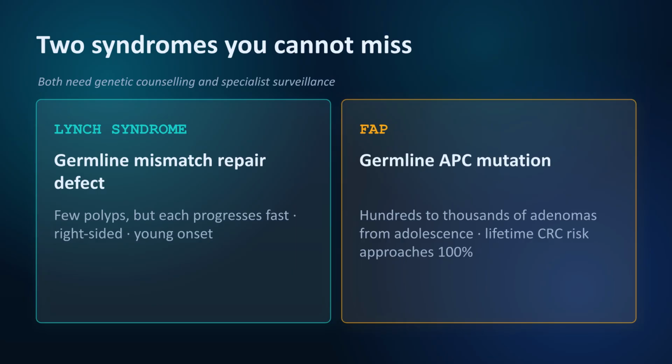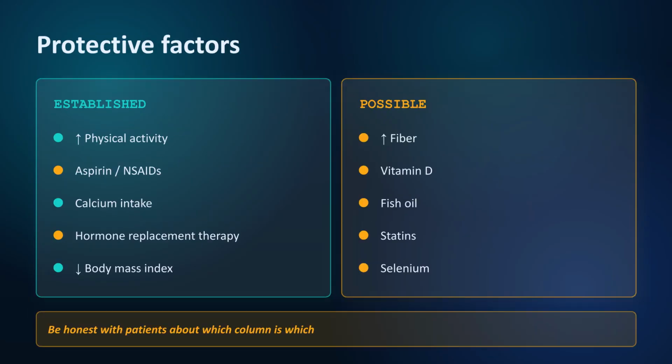Here the colon carpets with adenomas beginning in adolescence, and without colectomy, the lifetime risk of colorectal cancer approaches 100%. Both need genetic counseling. Now the other direction. What actually protects against polyps? Increased physical activity protects. Aspirin and other non-steroidal anti-inflammatory drugs protect. Calcium intake protects. Hormone replacement therapy is associated with lower risk, and a lower body mass index protects.